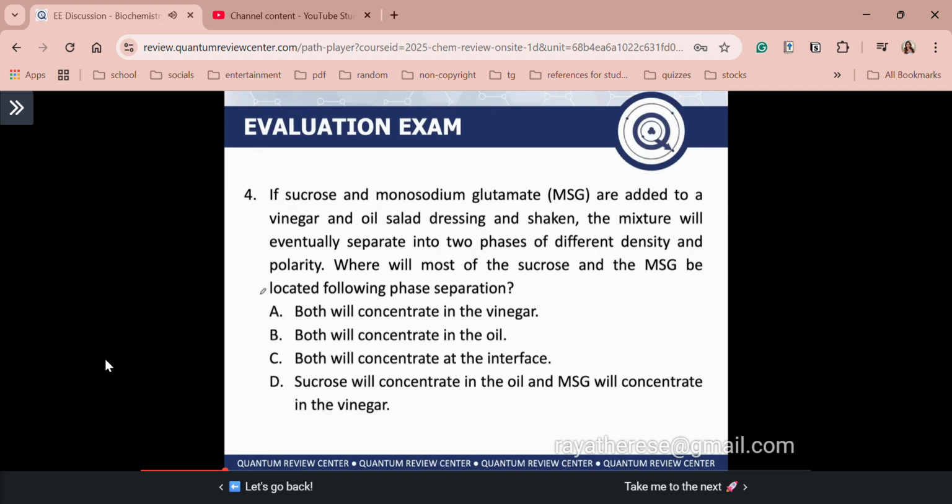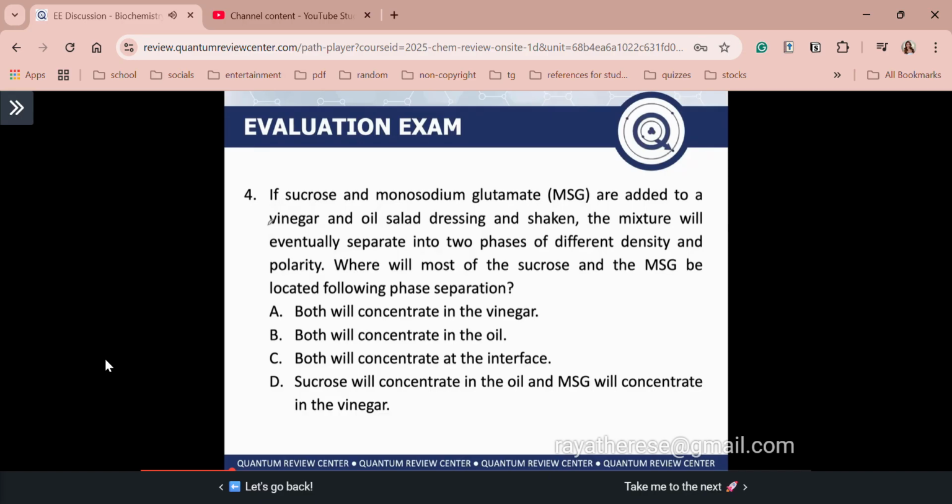Here are the choices. A, both will concentrate in the vinegar. B, both will concentrate in the oil. Or C, both will concentrate at the interface. Okay, the boundary between the vinegar and oil phases is the interface. And letter D, sucrose will concentrate in the oil and MSG will concentrate in the vinegar. So class, in this type of question, I think what's applicable here is your solubility property. Of course, we need to brush up your knowledge of analytical chemistry. But here, the explanation is very straightforward. Are you familiar with the concept of like dissolves like?